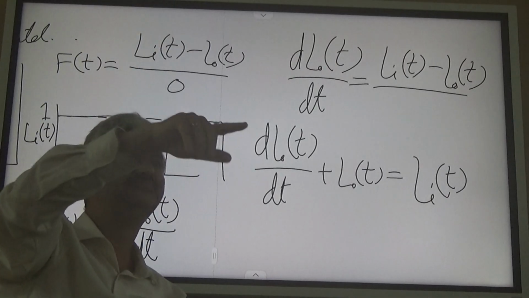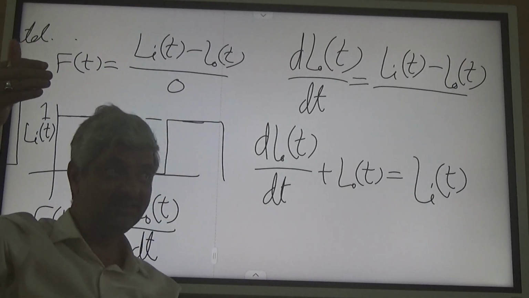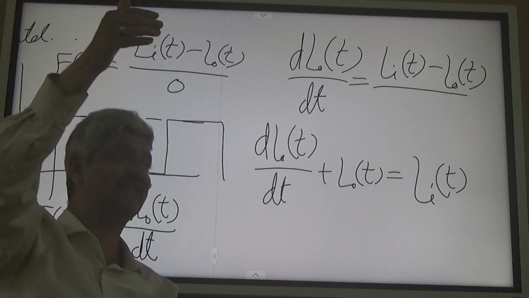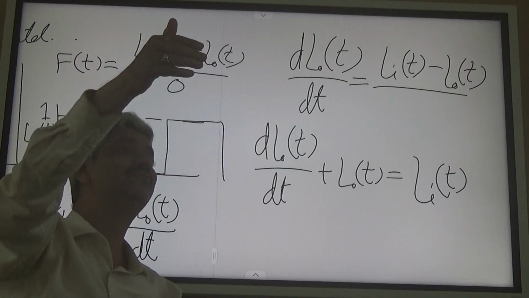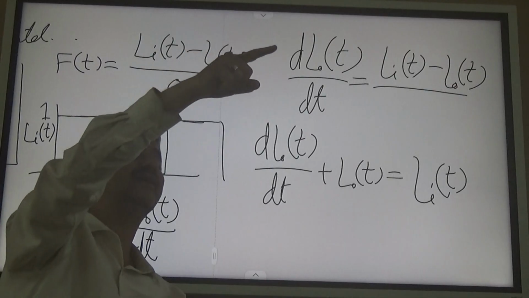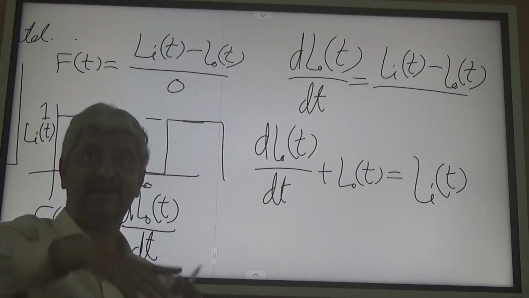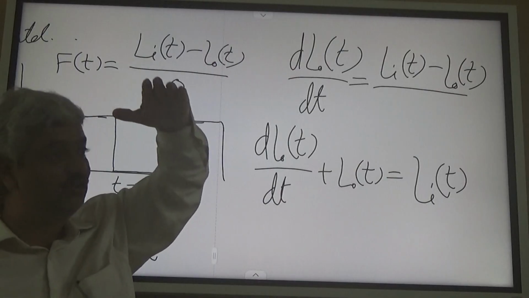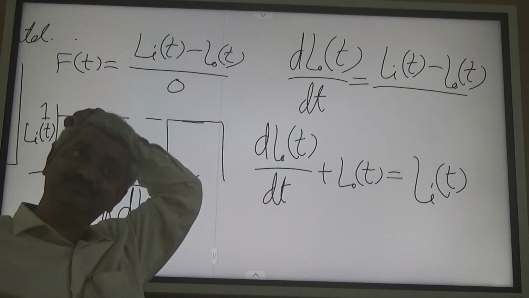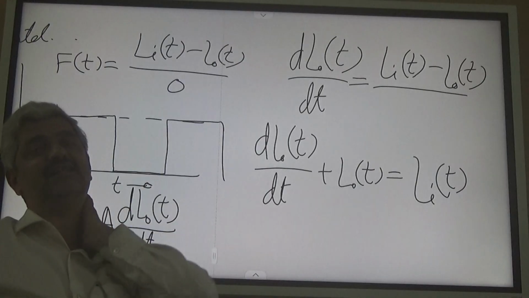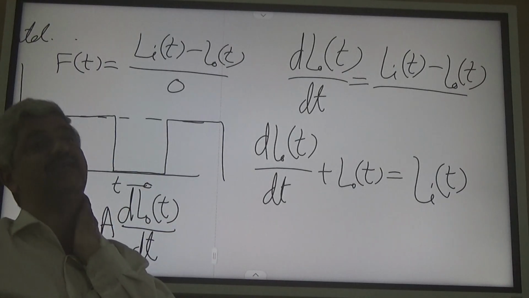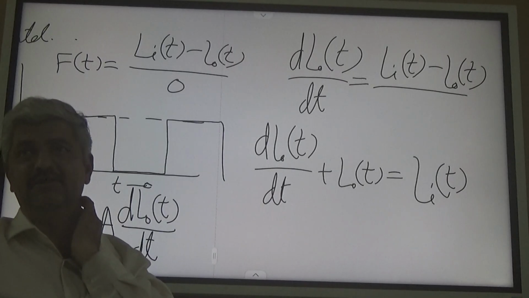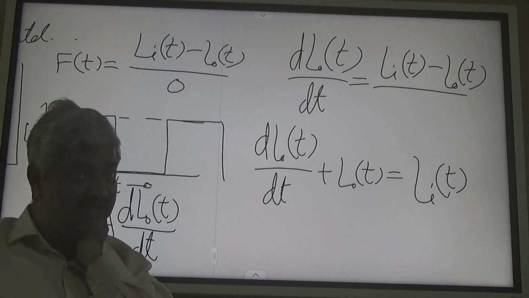Now what is the difference? The differential of level plus level is equal to the current input level. In the previous case, the input level was fixed as 1, so that was not coming into the picture directly. That time, the time differential of output plus output was equal to 1. Now the time differential of output plus output is equal to the input level.